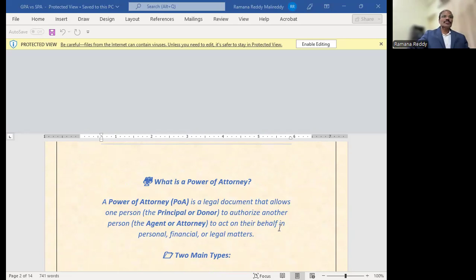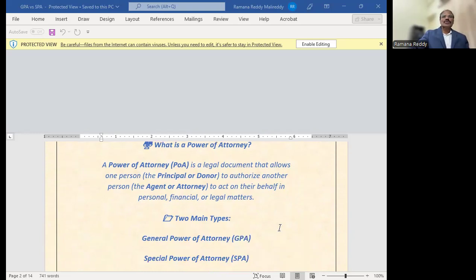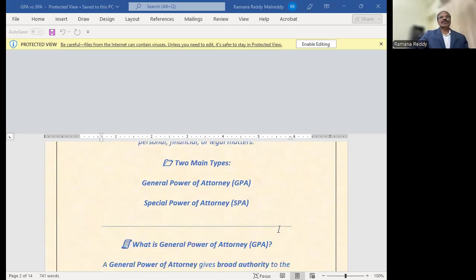So it is a legal document which allows one person to authorize another person on his behalf, either in personal, financial, or legal matters. It's very clear, very simple. And there are two types of power of attorneys which we are going to discuss. One is general power of attorney, another one is a special power of attorney.